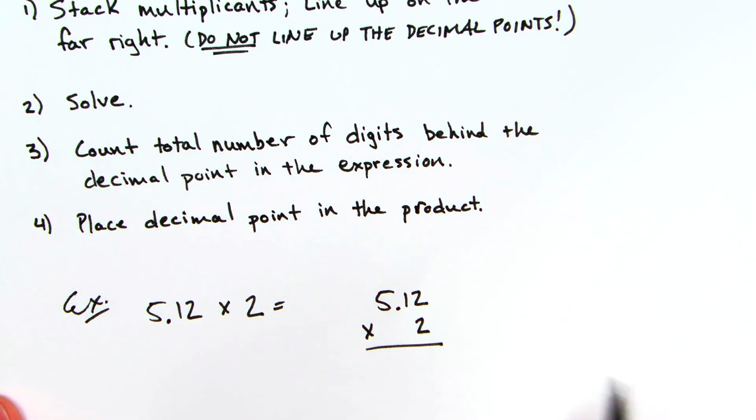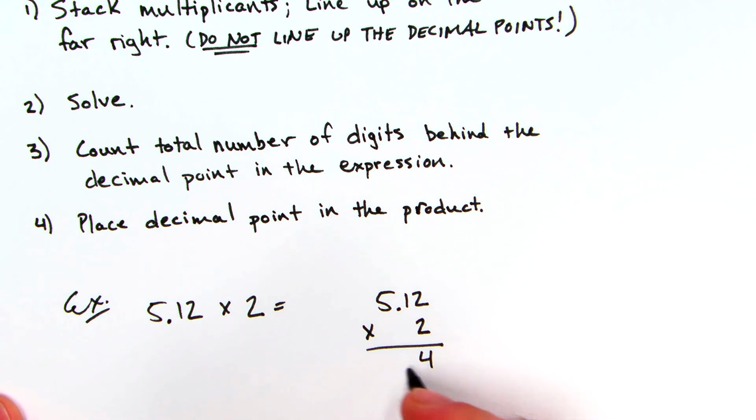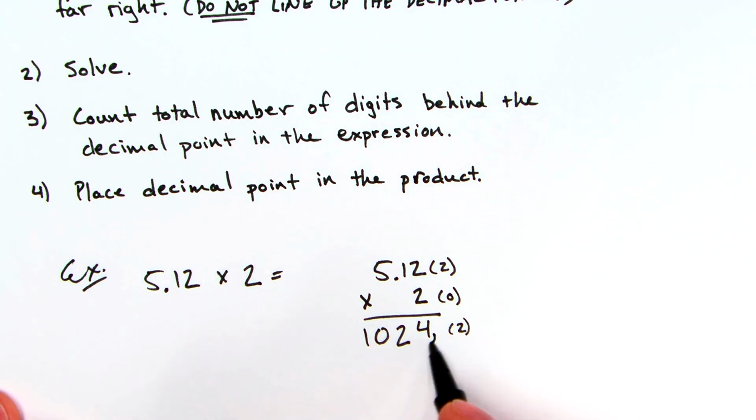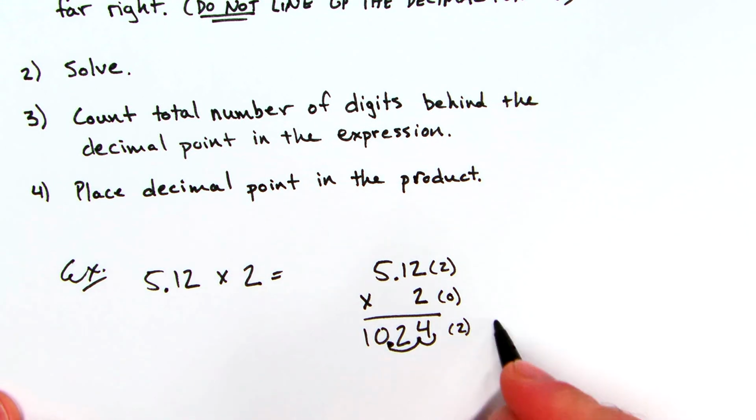All right, step 2, let's solve. So 2 times 2 is 4, 2 times 1 is 2, and 2 times 5 is 10. Now, where to place the decimal point? We don't necessarily bring it straight down. What we do is we count the total number of digits behind the decimal point in the expression. So in 5 and 12 hundredths, there's 1, 2, and in the whole number 2, there's none. So in our answer, there needs to be a total of 2 places behind the decimal point. So we just go over 1, 2, and we're left with 10 and 24 hundredths.